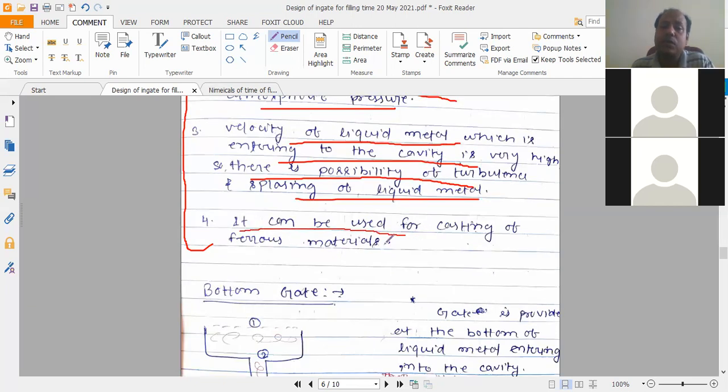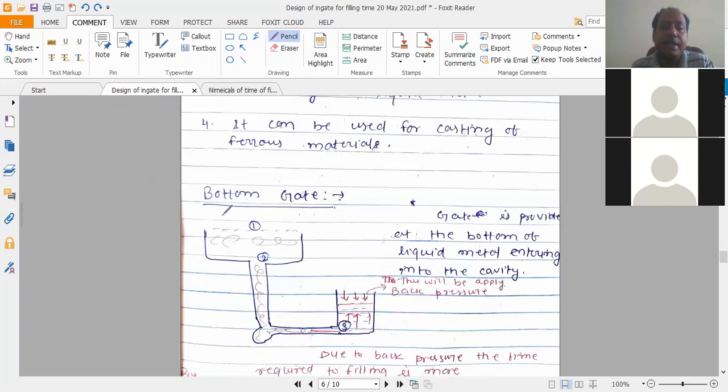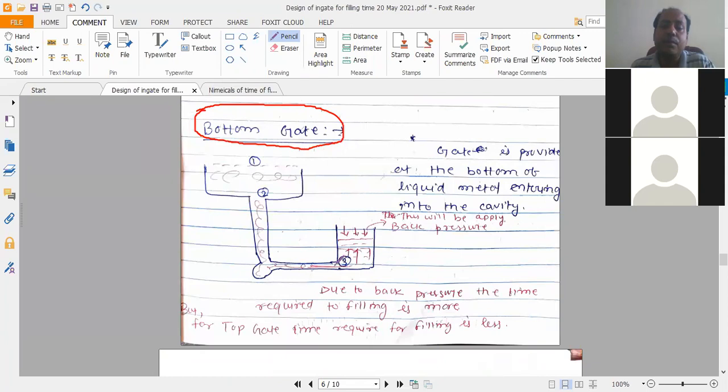It can be used for the casting of the ferrous material. It is also asked in an interview, so you may answer it. The next thing is the bottom gate. How can we determine the time of filling for the bottom gate? Meaning, if the gate is situated at the bottom of the mold cavity, then how can we determine it?